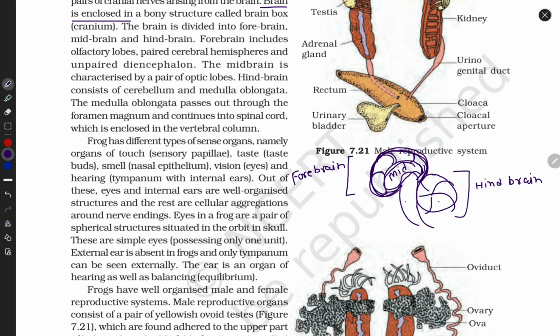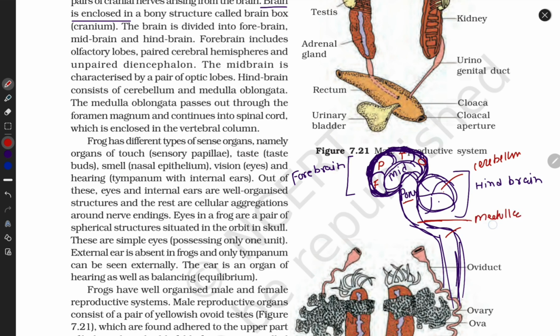Hindbrain means the cerebellum. This is the pons, and this is the medulla oblongata, and these are further connected to the spinal cord. Guys, listen to me. The forebrain is also divided into four lobes. This bony covering we call the skull. This is the frontal lobe, this is the parietal lobe, this is the temporal lobe beside the ears, and this is the occipital lobe. Pons, cerebellum, this is the medulla oblongata, and this is the spinal cord.